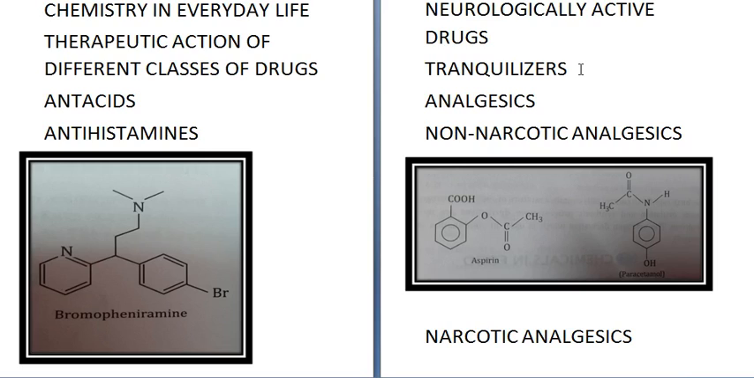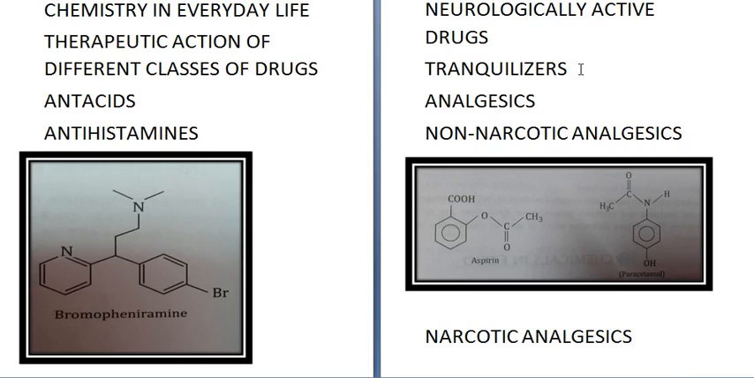Examples of these drugs include iproniazid and phenelzine. Mild tranquilizers, chlordiazepoxide and meprobamate, are used for relieving tension. Equanil is used in controlling depression and hypertension. So these are the tranquilizers. Next are called analgesics.